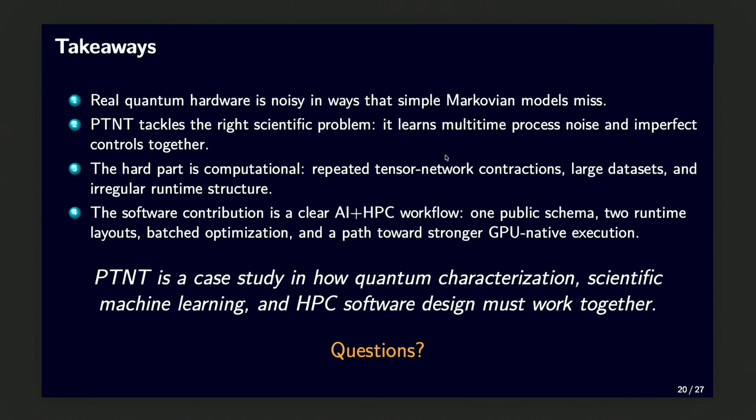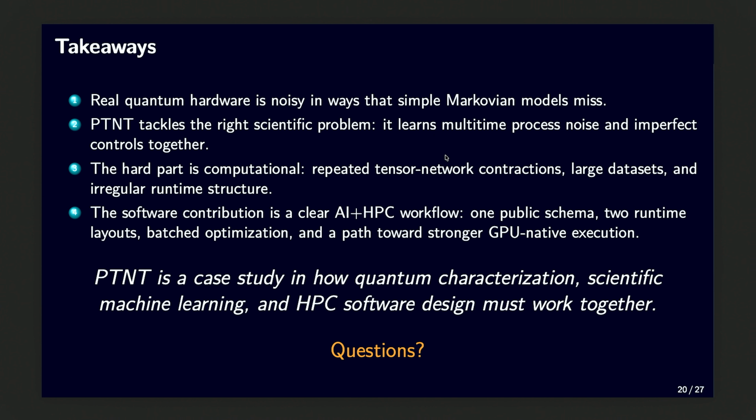I really want you to get some takeaways. Real quantum hardware is noisy in ways that simple Markovian models miss. PTNT tackles the right scientific problem. It learns the multi-time process noise and imperfect controls together. The hard part is computational. It's repeated tensor network contraction. It was really difficult. Large data set and irregular runtime structure.